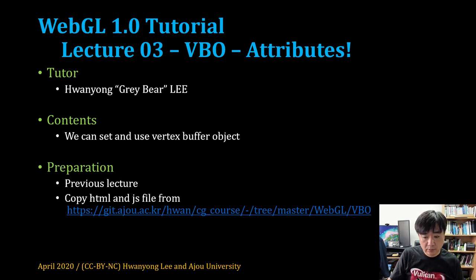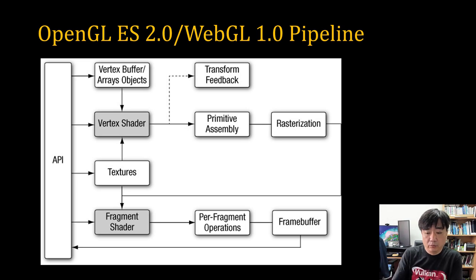Let's go to class. Last class we learned how to create a vertex buffer and how to send data to it. Now we need some kind of information, or attributes, for each vertex, with various kinds of things. So how can you do that? We need to learn the WebGL API to do that.